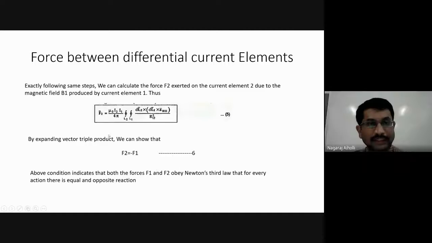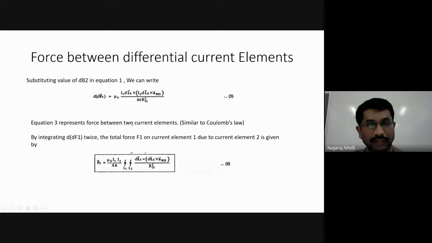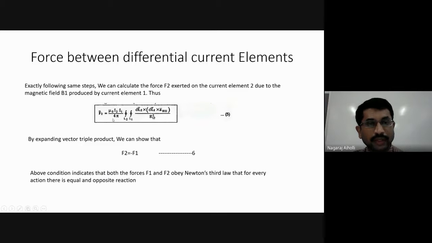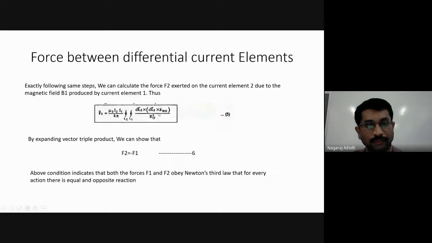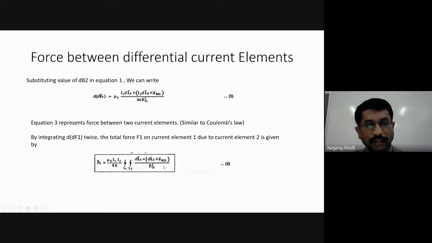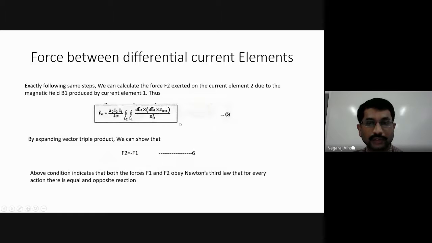Therefore, I will get the equation as F2 bar is equal to mu naught I2 I1 by 4 pi closed line integral L2 closed line integral L1. Here it was L1 L2, here it will be L2 L1. Here it is dL1, here it will be dL2. Here it is dL2, here it will be dL1. Here it is aR21, here it is aR12. R21 becomes R12 square. Take it as equation 5.